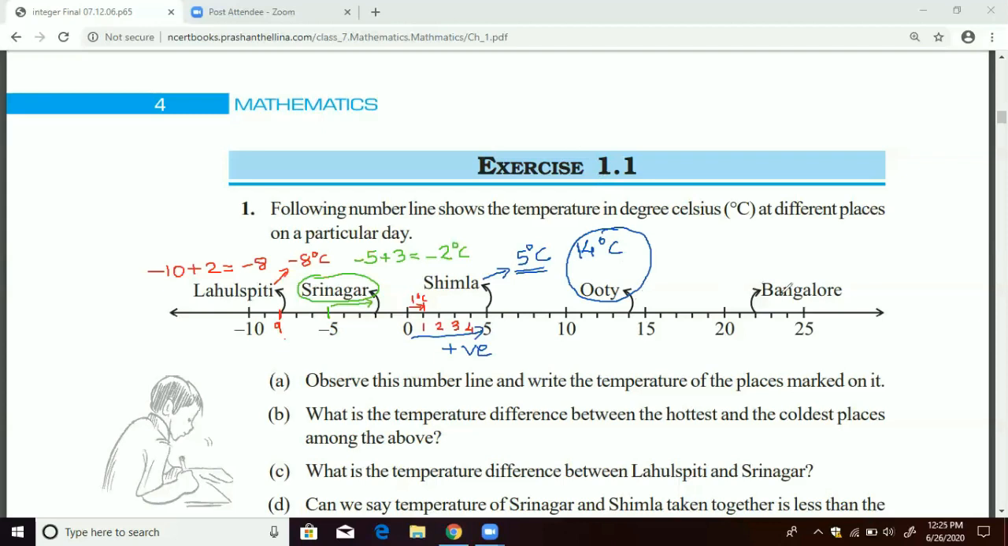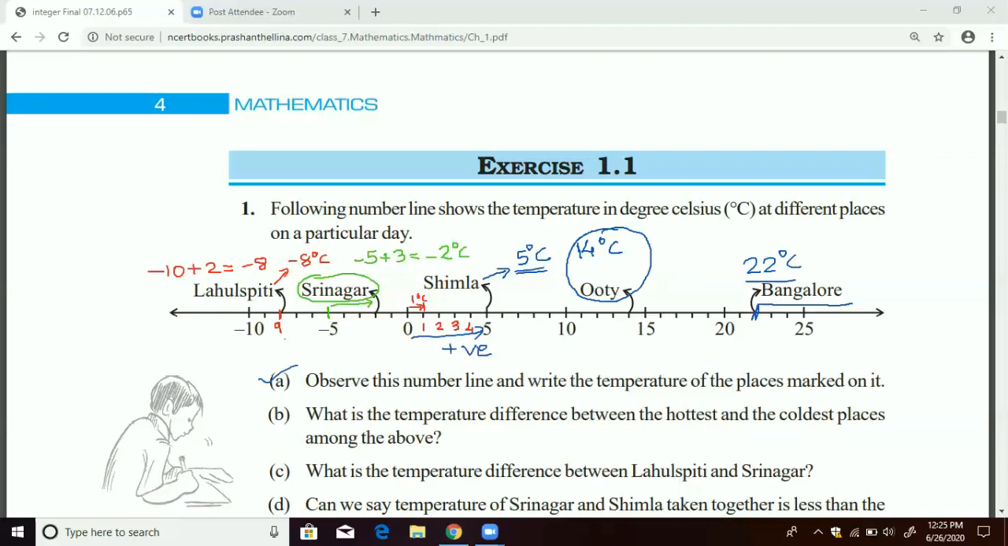Next, we can see what is the temperature in Bangalore. That is the fourth place. So Bangalore is 2 degrees Celsius more than 20 degrees. That means 20 plus 2. So this point means 22 degrees Celsius. So these are the answers of the first question. So we have solved part A of this exercise problem. Okay.